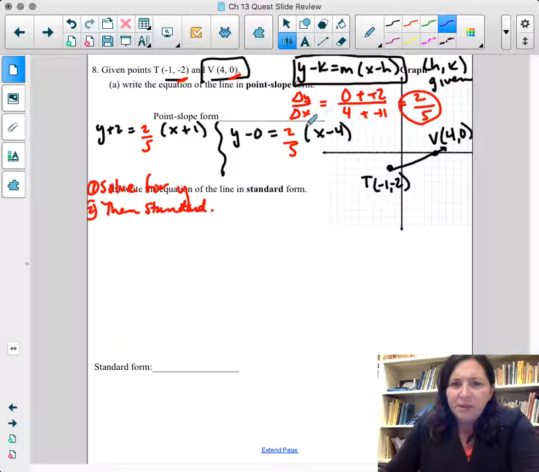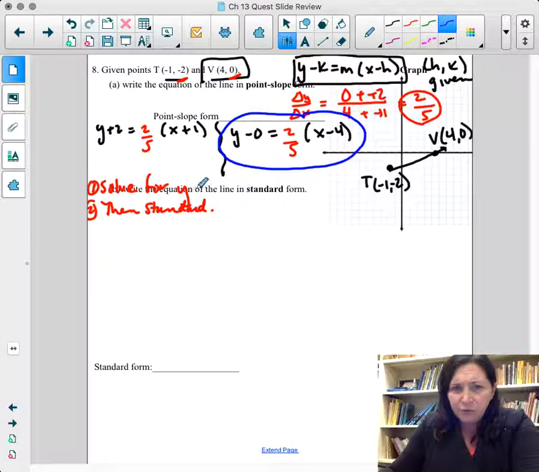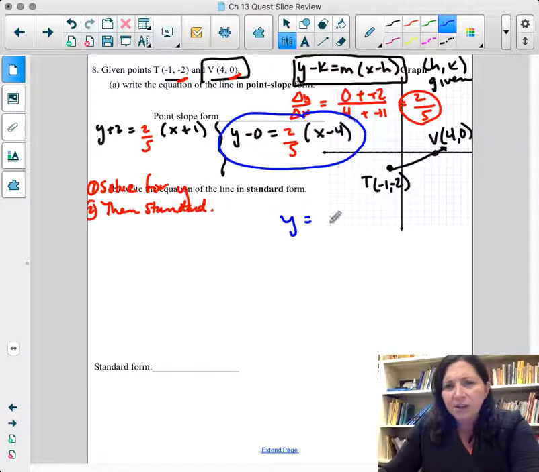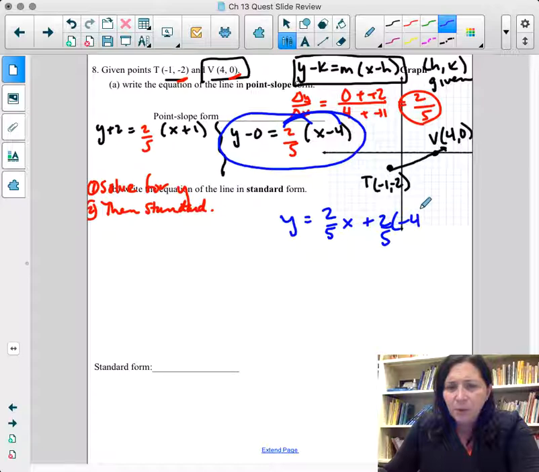So to put this one right here in standard form, I'm going to first solve for y. So y is equal to 2/5, I'm going to distribute. So 2/5 x, plus 2/5 times negative 4. And so that's going to be y is equal to 2/5 x minus 8 over 5.